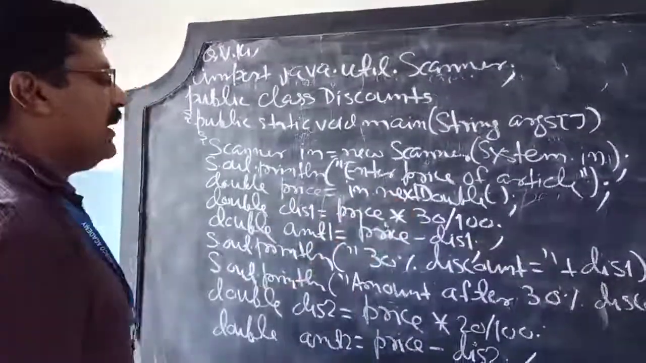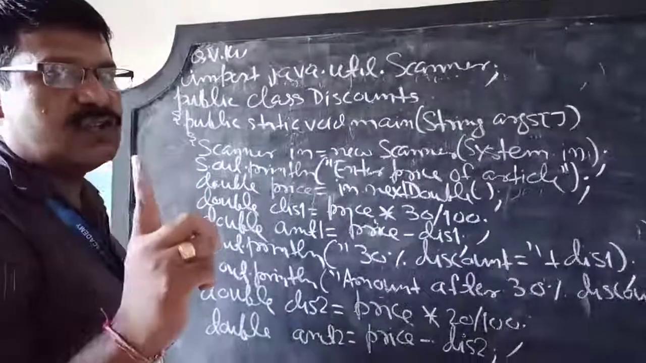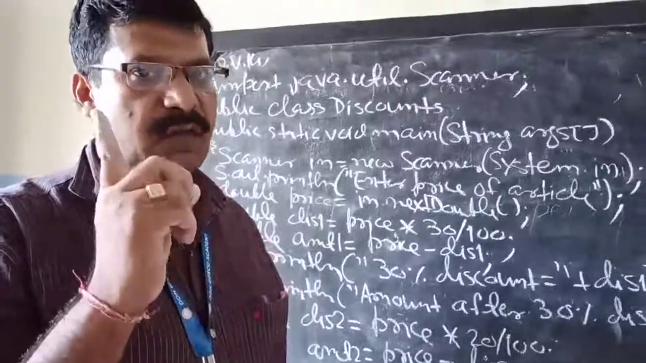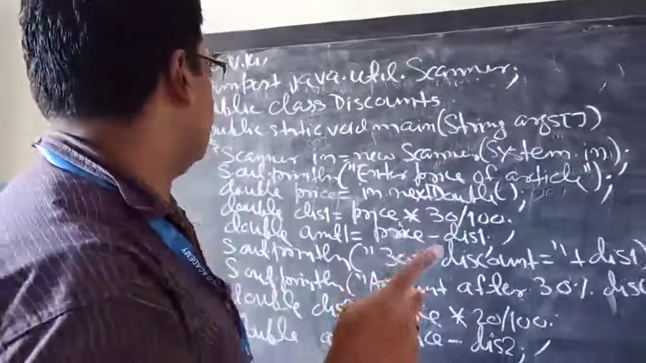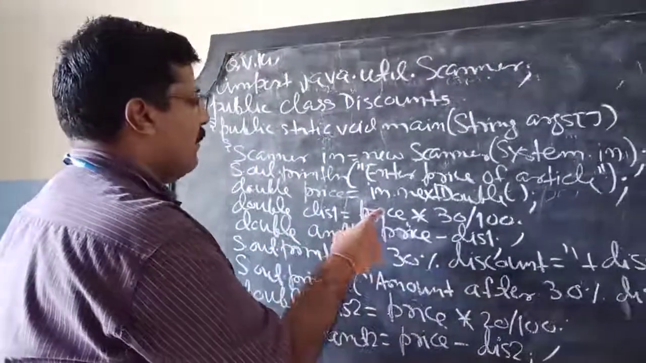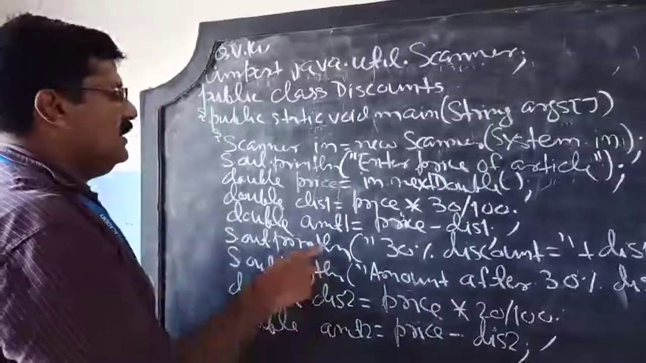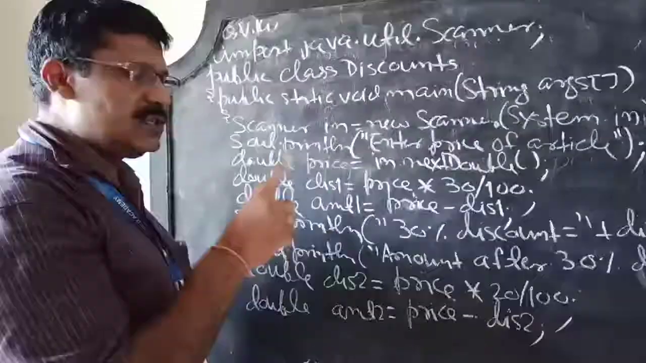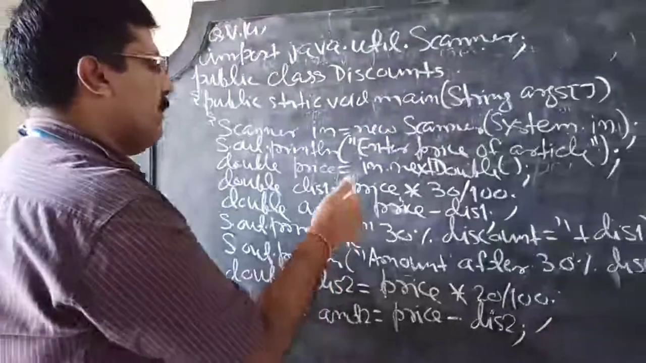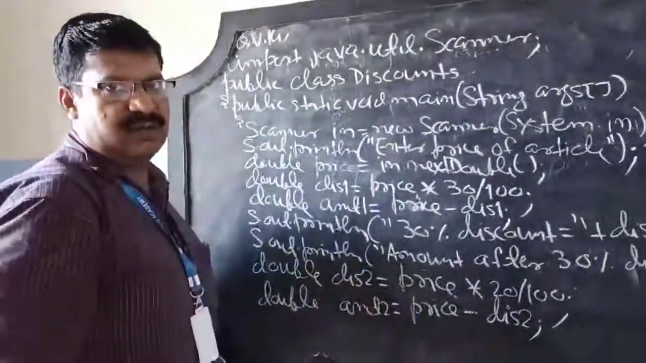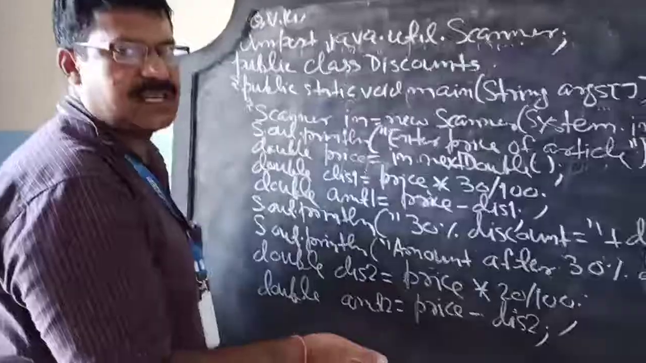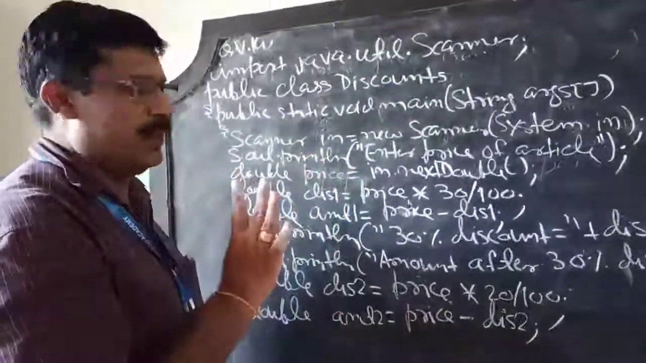By the nextDouble method. Now the first shopkeeper is giving a discount of 30%. Remember, according to the question, the first shopkeeper is giving a discount of 30%. So discount1 = price * 30 / 100. So we have got the discount of the first shopkeeper, that is 30% of the price. The amount to be paid will be price minus discount1, that is after the 30% discount in the case of the first shopkeeper.